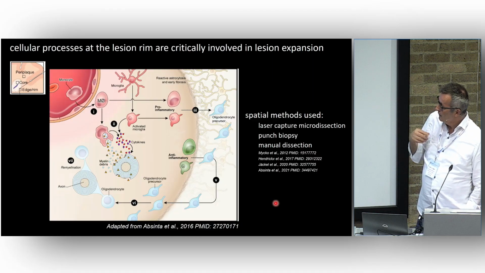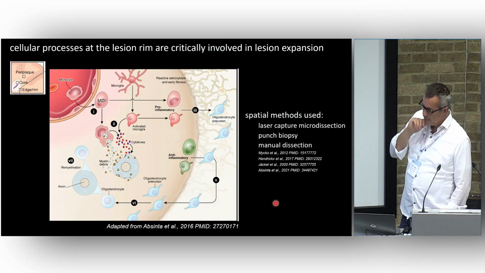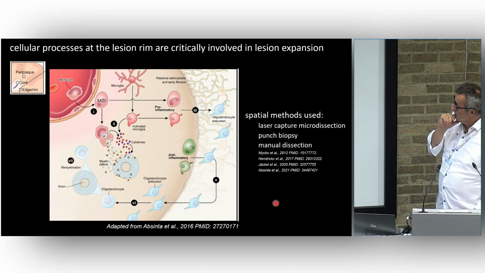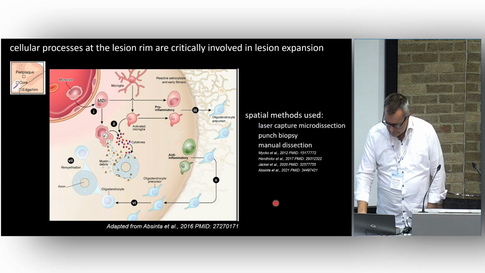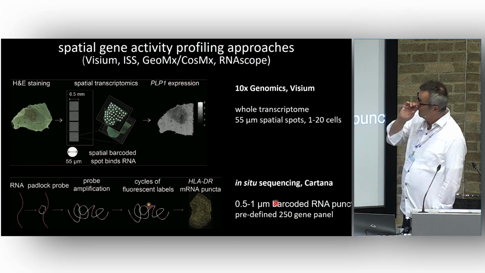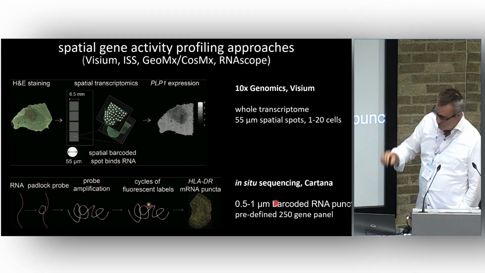Labs have tried to address this by using spatial methods, and these include laser capture or punch biopsies or manual dissections to cut out rims to figure out which processes are perturbed in the rim. So I think 4 years ago now I started doing spatial omics, and we started off with Cartana, then we switched to Visium.